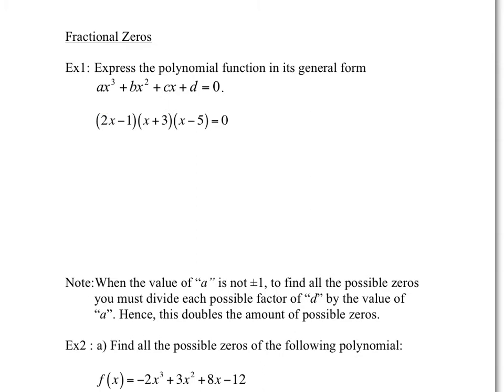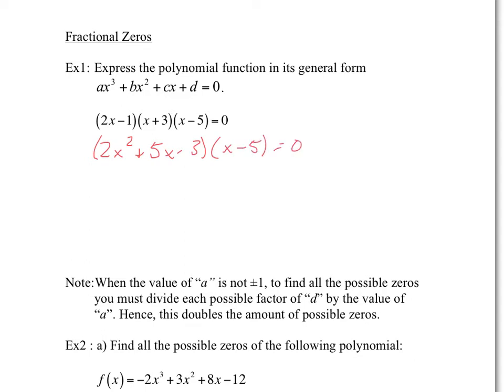Okay, so first thing, let's expand it. Let's write it in the general form. So I'm going to multiply these two together. So the first 2 is going to be 2x squared plus 5x minus 3 times x minus 5 equals 0.